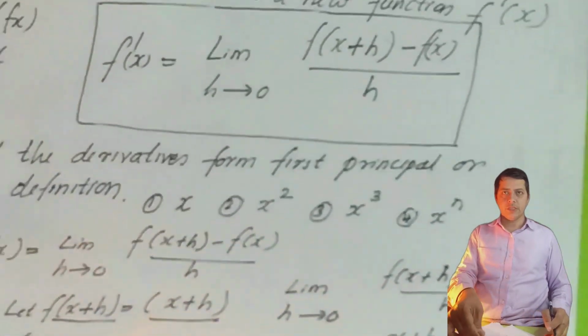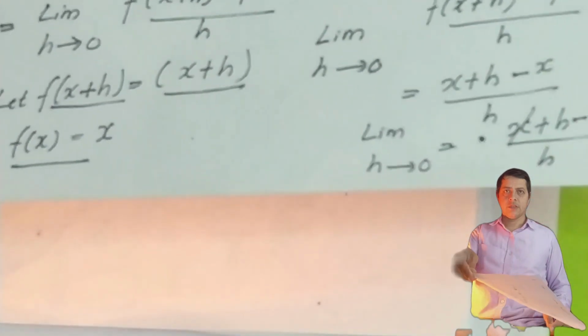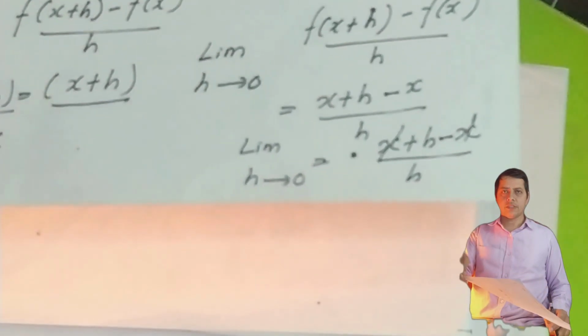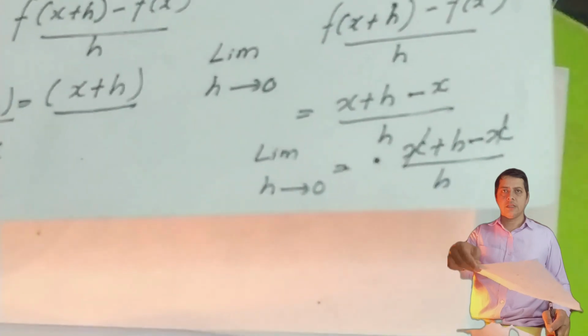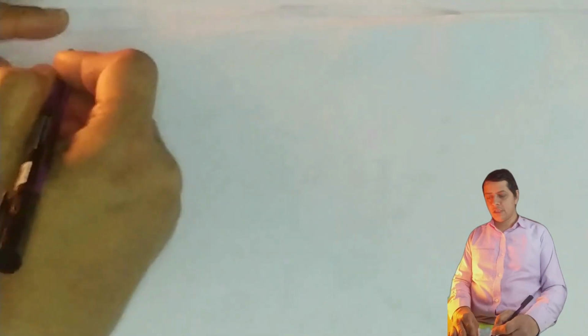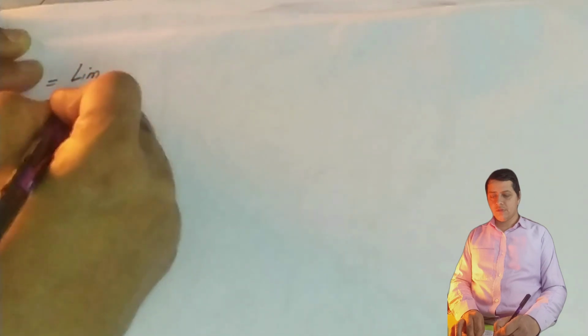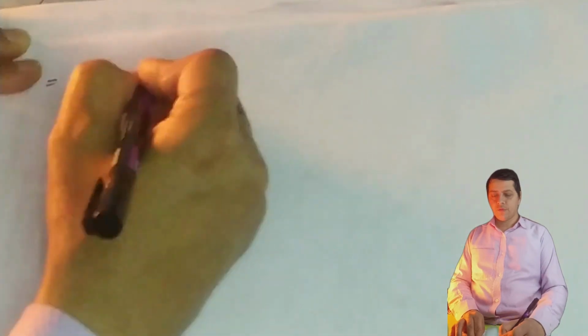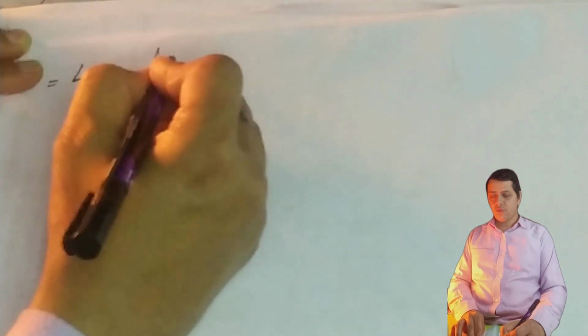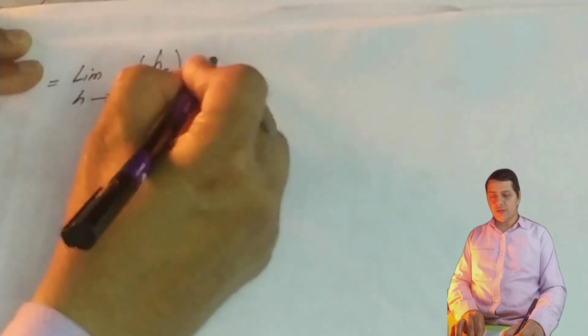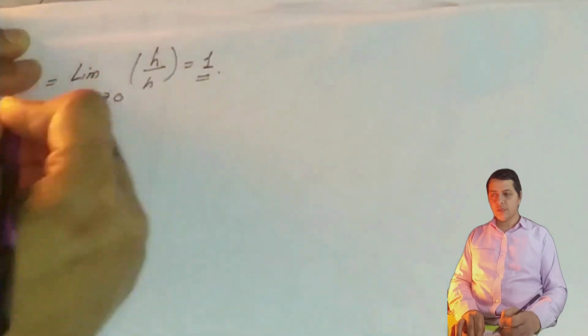I think if we are clear till here, my friends. If you have any problem with this, you can just go to the comments. Now let's go to the next step. Next step is, let's say limit h tends to 0, we get h by h, which is nothing but 1.